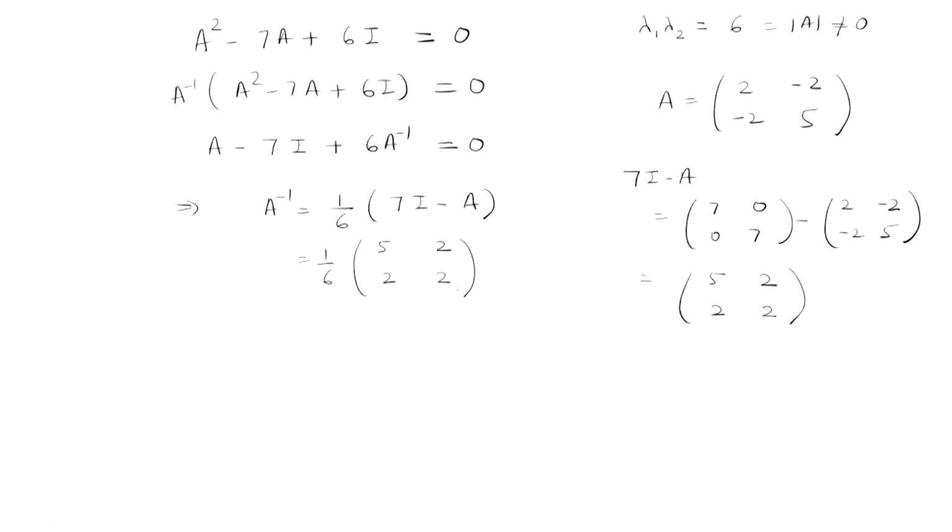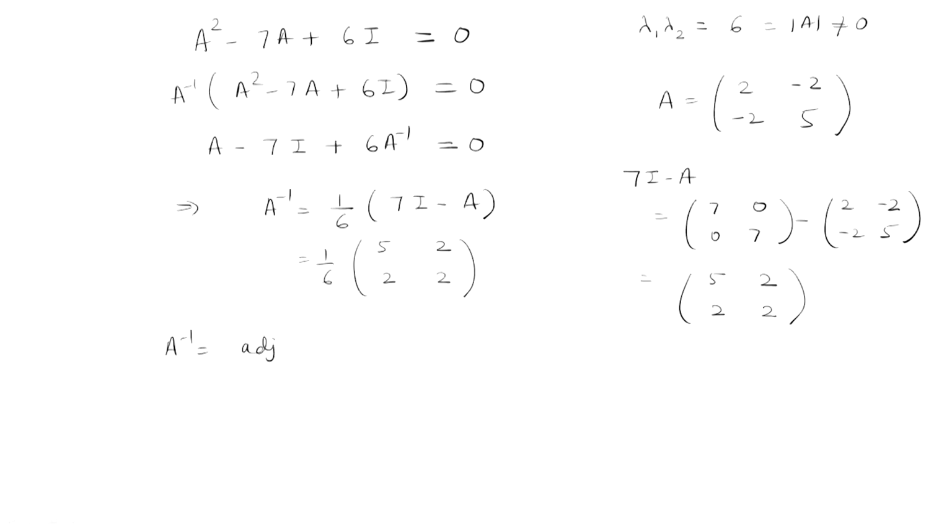Now, next we have to find out adjoint of A. Now, we know that A inverse is adjoint of A upon determinant of A. So, this implies adjoint of A will be A inverse times determinant of A. Now, determinant of A is 6, that we have already shown. So, it is 6 into A inverse, and A inverse is this expression. So, 6 will cancel out. So, adjoint of this matrix will be simply this matrix. Now, next we have to find out A raised to power 6 for the same problem.